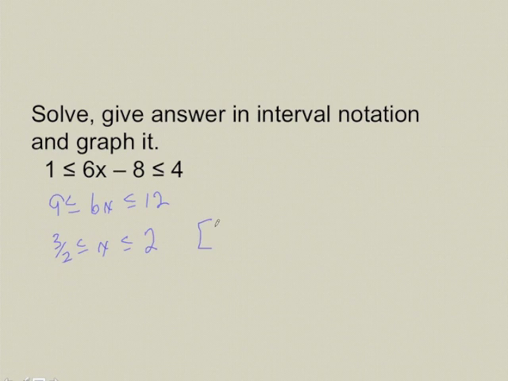Interval notation, we have brackets because they're "or equal." 3 halves to 2. Graphing it, divided 0, 1, 2, and 3. 3 halves would be halfway in between, and 2 would be this part. 3 halves to 2.